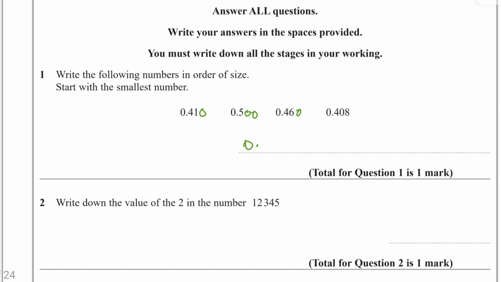0.408, then the next one after that is going to be 0.410, and the next one is going to be 0.46, and the last one is 0.5. So now remember to remove the zeros that you added. And this one, yes, and we are done.